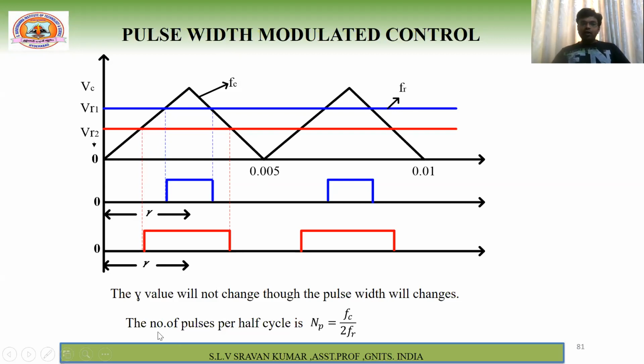Okay. Now here I am defining the number of pulses per half cycle, NP is equal to FC by 2FR. How are you getting this equation? See, this is 0.01, which means pi, that means 180 degrees. Here, what is this one? 0.005 means pi by 2, 90 degrees. Right.